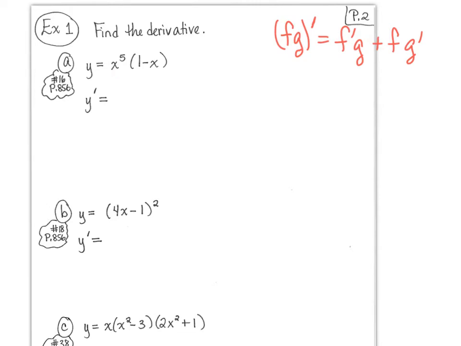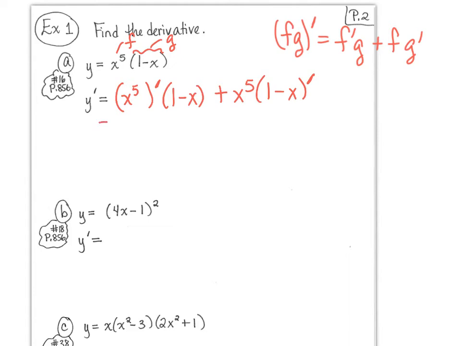Okay, so let's take x to the fifth. Let's just write the rule applied. So we would let this be equal to f, this be equal to g. So we would have (x to the fifth) prime times (1 minus x) plus x to the fifth times (1 minus x) prime. That's direct application of the product rule.